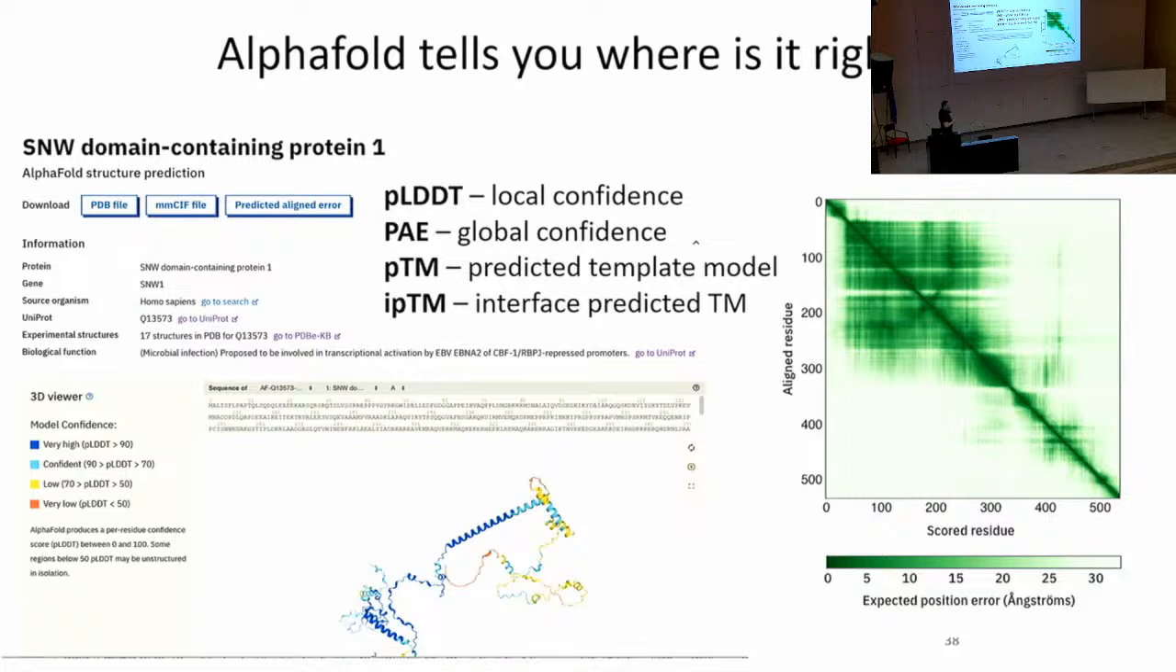Then, when you are working with multimers, you can add two additional predicted values: the pTM, which is the prediction that you have the complex right, and ipTM, the interface predicted TM, which basically gives you the information whether the interface you have is okay or not.